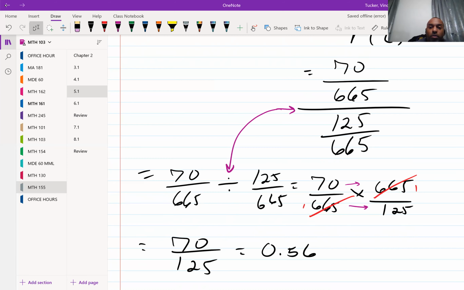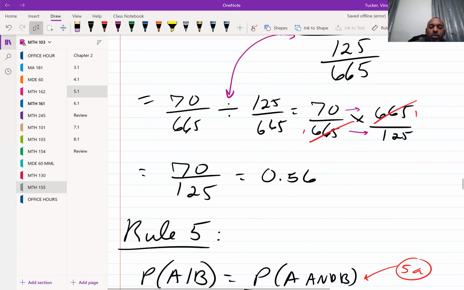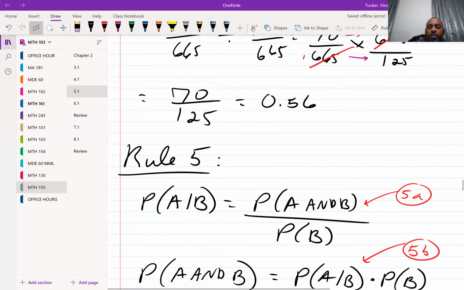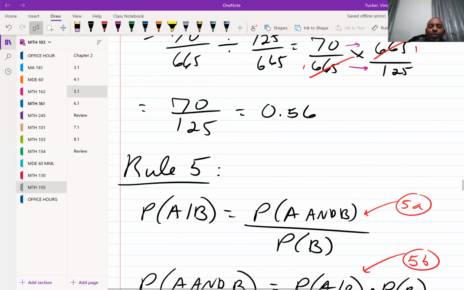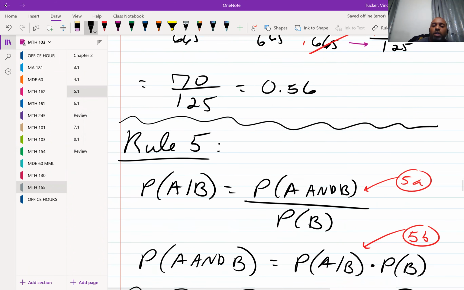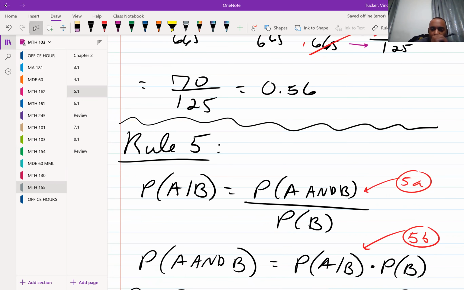All right, can we scroll up? So rule number 5 is what we just finished doing. They just made it a rule. And then they also manipulated the rule. If you were to multiply P(B) to both sides, both of these are the same rule, just a manipulation of the same rule.